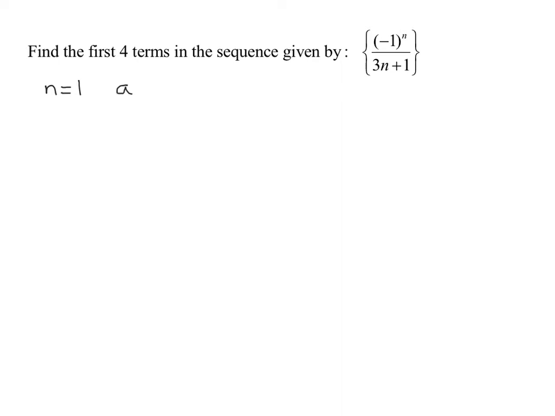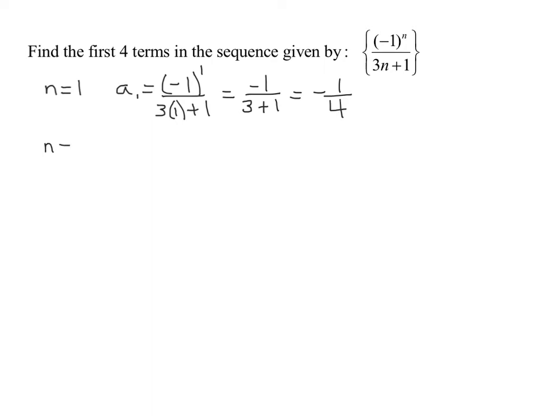My first term, written as a sub 1, equals negative 1 to the first power, all divided by 3 times 1 plus 1. So remember, what I'm doing is I'm putting n equals 1 here and n equals 1 here. So I get negative 1 to the first power is negative 1, over 3 times 1 is 3, plus 1. So I have negative 1 over 4. So that's my first term.